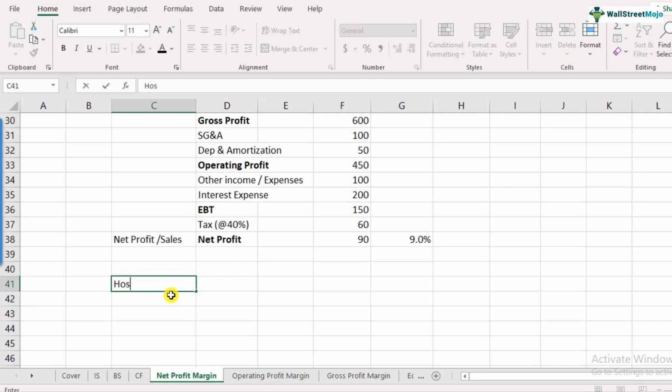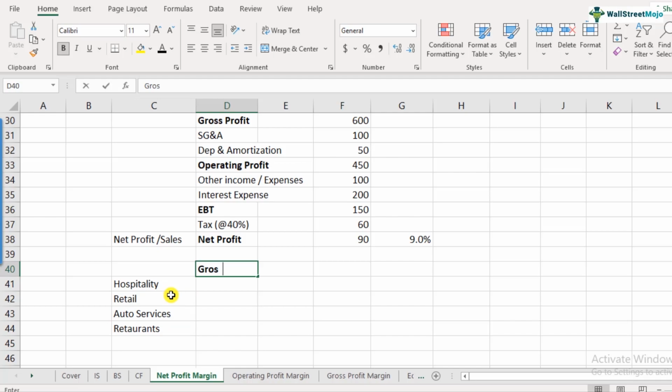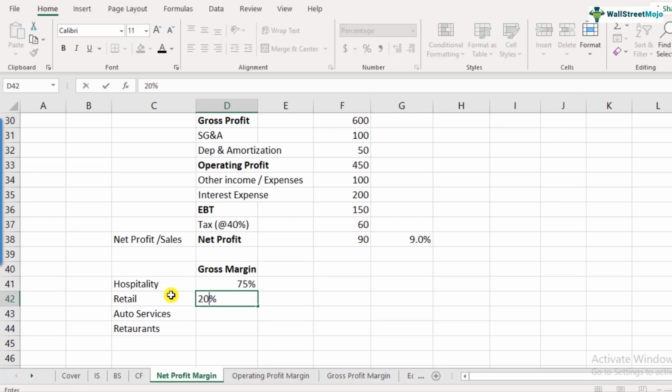Let us now discuss the net profit margins of some of the sectors. Earlier we had discussed the hospitality sector, and we also discussed the retail sector, I think auto services and restaurants. Okay, so we have discussed a couple of sectors when we were looking at the gross profit margins. How much were the gross profit margins of these sectors? I think for hospitality it was around 75%. Retail, it's generally around 20%. Auto services, again, it's around 20%. In restaurants, it's around 70%.